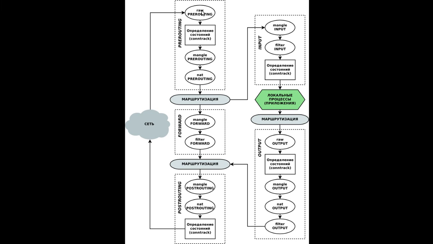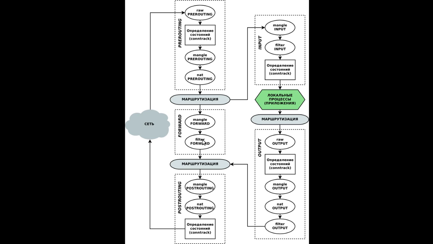is in table raw, in table mangle, in table nat. Chain forward is in table mangle and in table filter. And notice that chains with the same name, but in other tables are different entities. So this forward chain and this forward chain are different chains. They have a common name, but they belong to different tables.